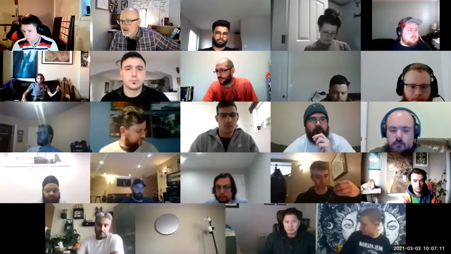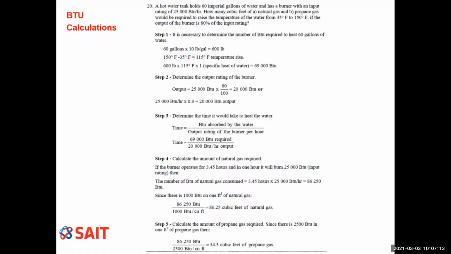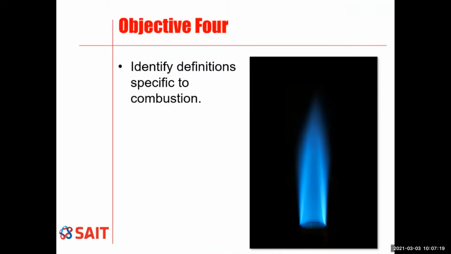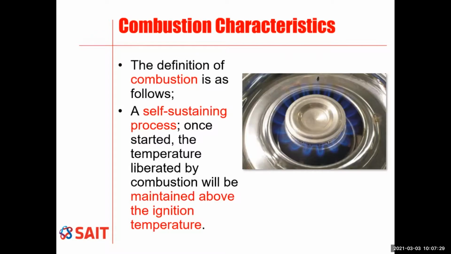And this is where we left off. Hopefully everybody has this down, and we're going to go into combustion, or identify definitions specific to combustion. Here we go, objective 4. So the definition of combustion is as follows. It's really a self-sustaining process once you start it. The temperature liberated by combustion will be maintained above the ignition temperature. Okay, it's a kind of a chemical action going on here where we're burning hydrocarbons.